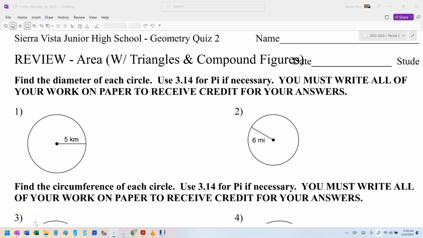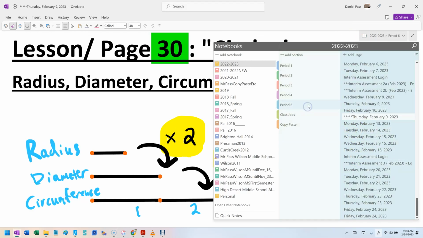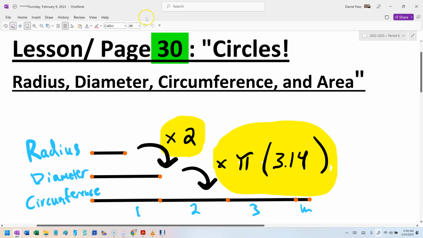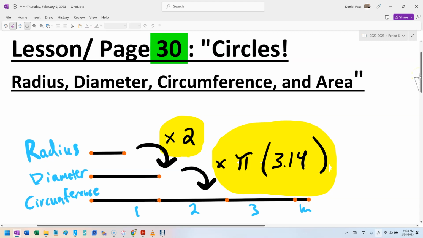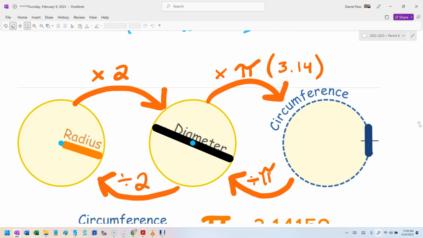We're reviewing for our second geometry quiz. I'm going to do a little review for you of our lessons. The first thing we learned was radius, diameter, circumference. What did we learn? Parts of the circle that are radius, diameter, circumference. Right, and area also. So this is how we remember it.